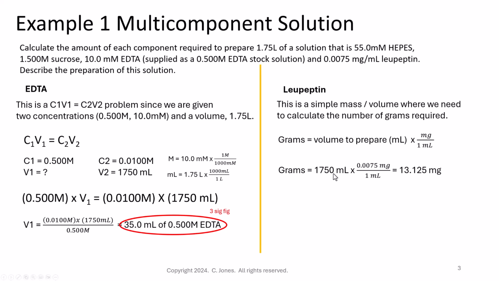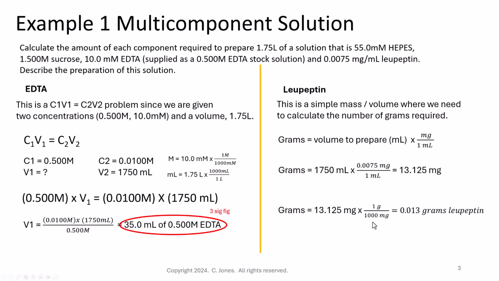So we just plug those values in. Again, we've converted the liters into milliliters. You've seen that over here. So it's 1,750 mils times 0.0075 milligrams per 1 mil. That gives us 13.125 milligrams, right? But we're going to convert that into grams. So it's 1 gram per 1,000 milligrams.